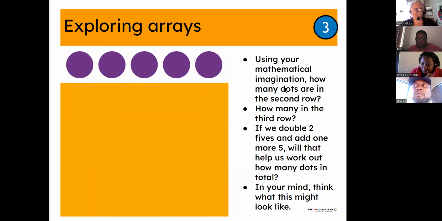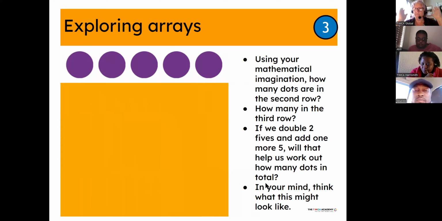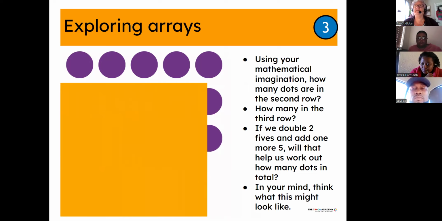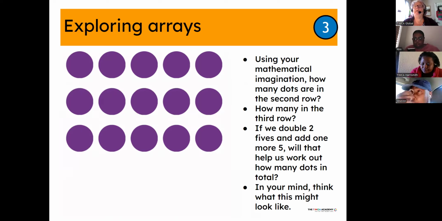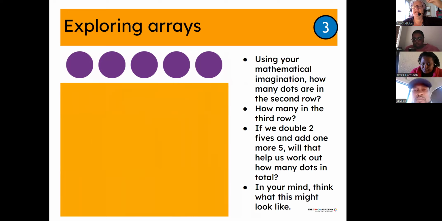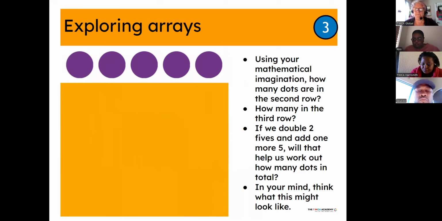And then the question we're asking them here, before we take away the paper, is: in your mind, think about what this would look like. So we are starting to get them to visualize these things in their heads, and taking away the idea that we have to be able to see everything to solve a problem. We can do some of it by visualizing, by imagining.